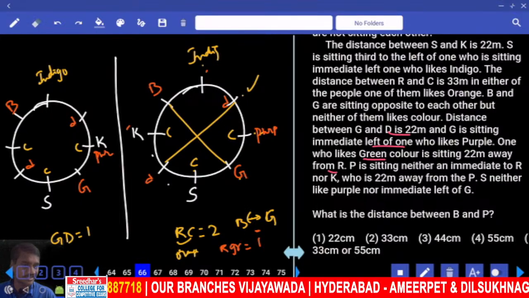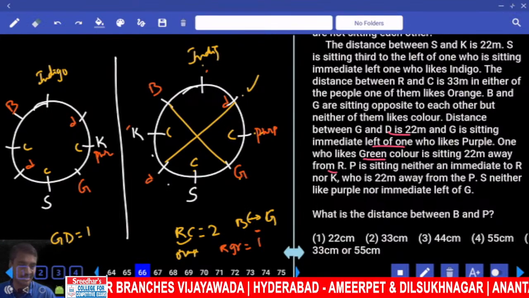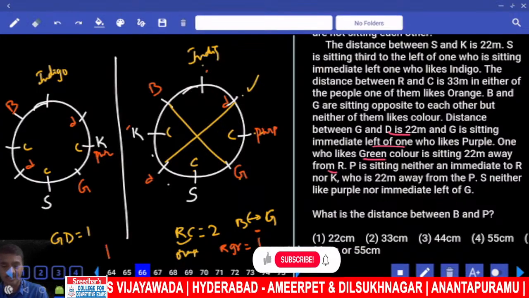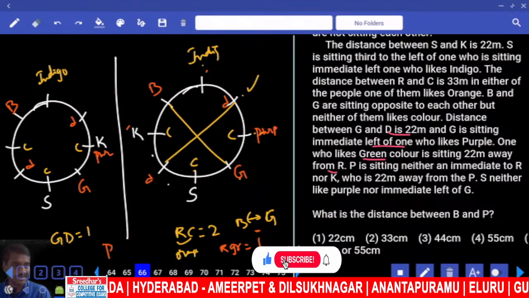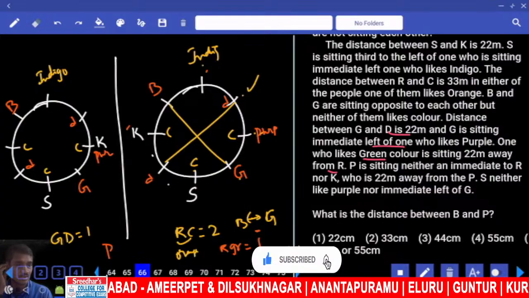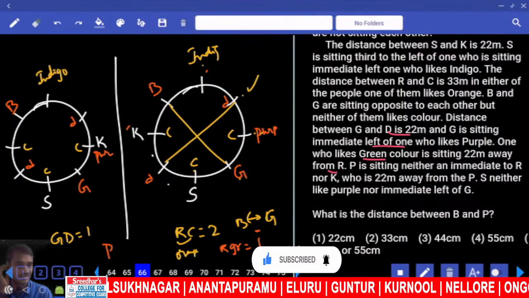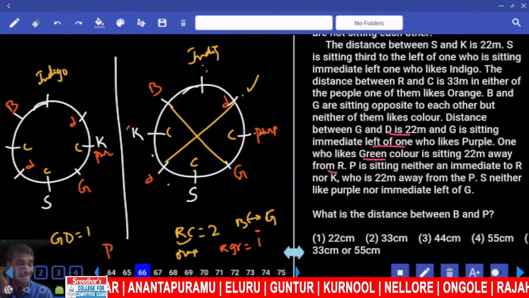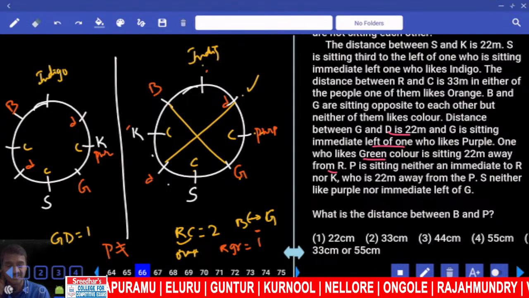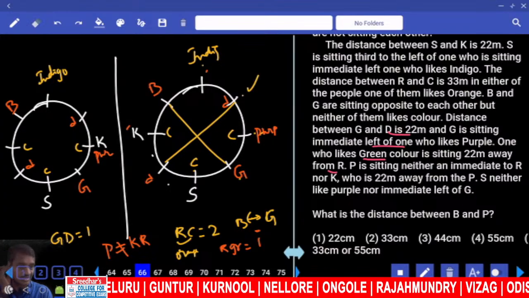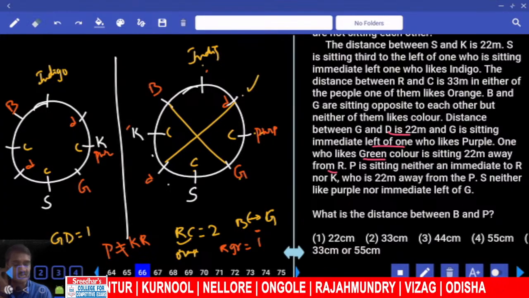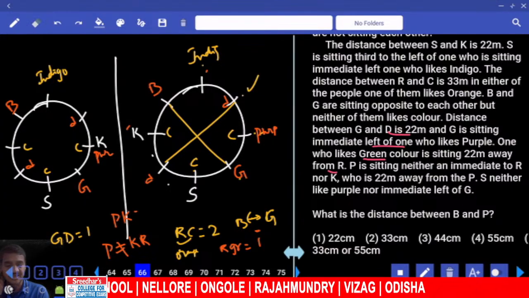P is neither an immediate neighbor to R nor K, and K is 22 meters away from P. So P is not adjacent to K or R. Now between P and K, how many persons are there?